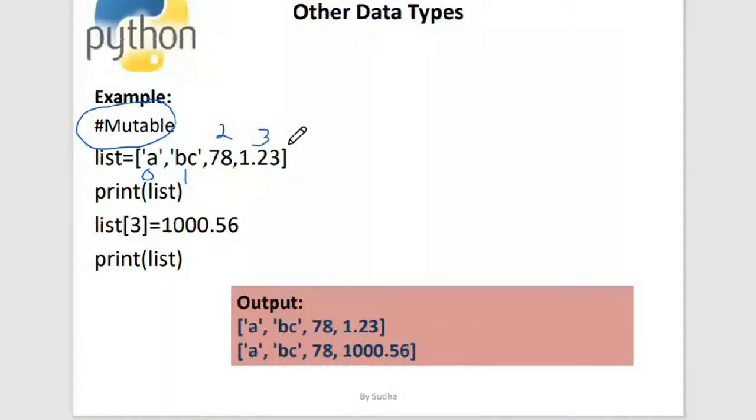Okay, right. Now, when I printed the values in the list, it is just printing whatever is there in the list. So the first print statement is printing all the elements from the list. What I did over here is I have changed the value at index 3. At index 3, it is 1.23, but I have changed the value at index 3 to be 1056.